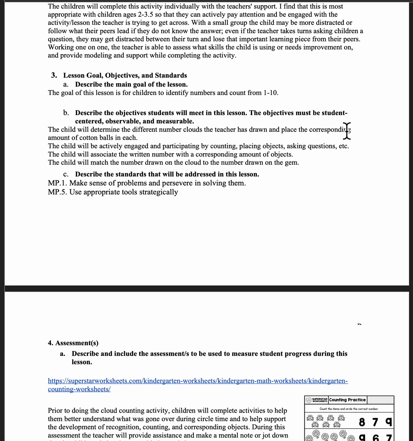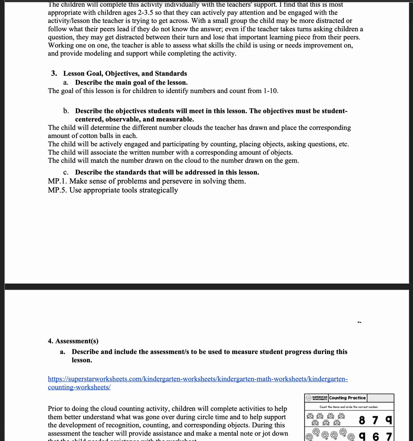So it's not appropriate. Also, identifying numbers and counting from 1 to 10 are actually two separate things. So you want to choose one of those. If they're identifying what numbers look like, then just do that. Or if you want to give them 10 cotton balls and have them pretend to count to 10, that's fine too. So just choose one or the other of those.